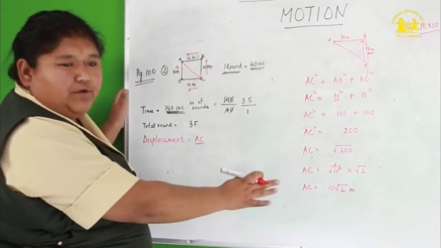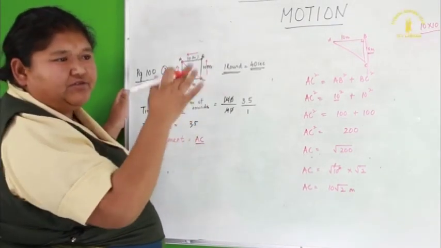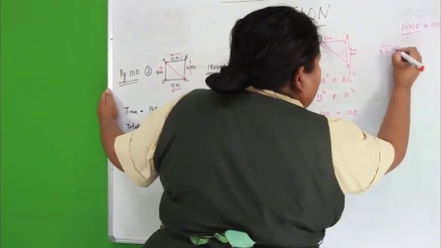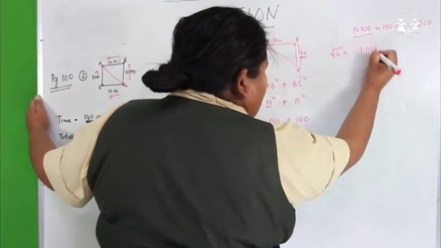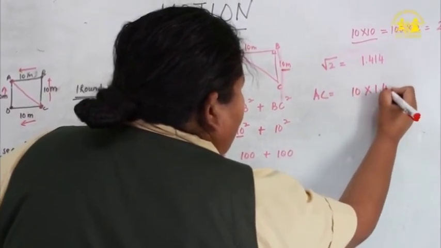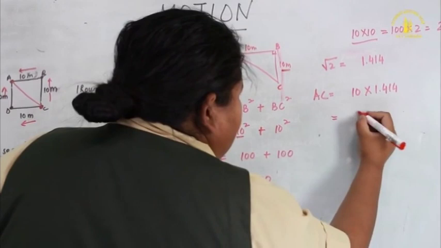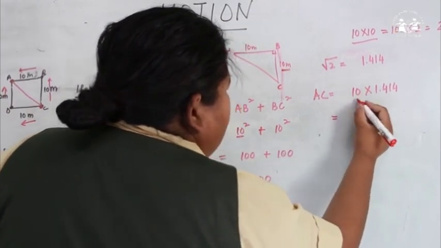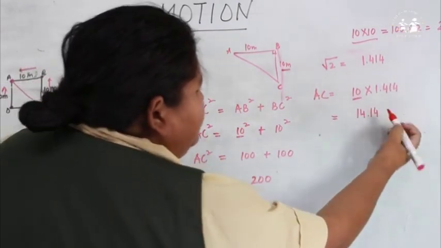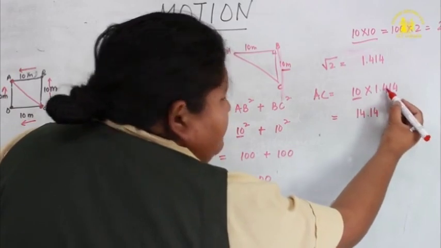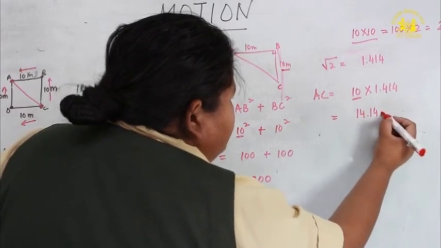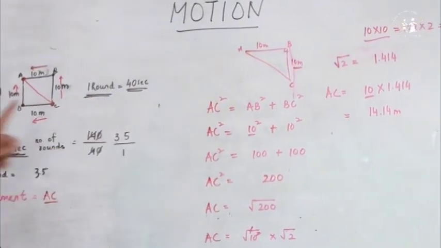Now the value of AC is 10 root 2 meters. We can stop here, but if we want to see whether it's really the shortest possible distance, then we take the value of root 2, which is 1.414. So AC is 10 into 1.414, and when we multiply, what we get is 14.14. Multiplying by 10 just shifts the decimal point by one place, so we get 14.14 meter.